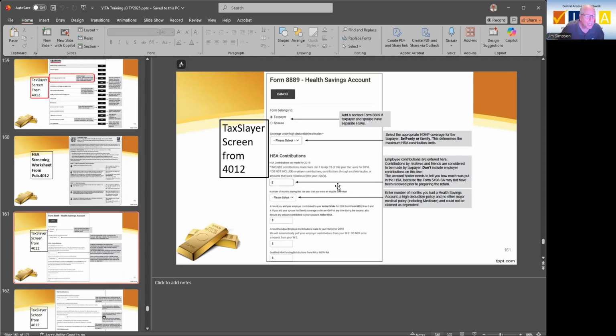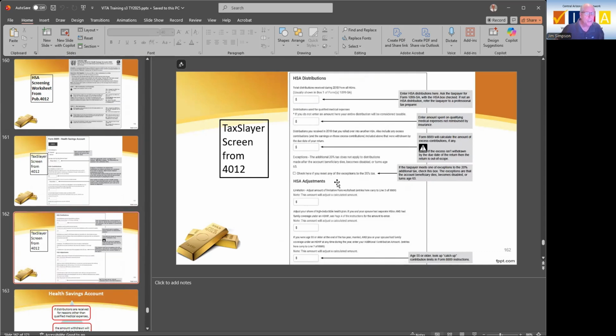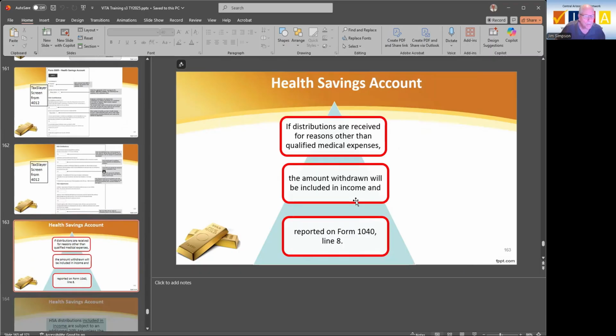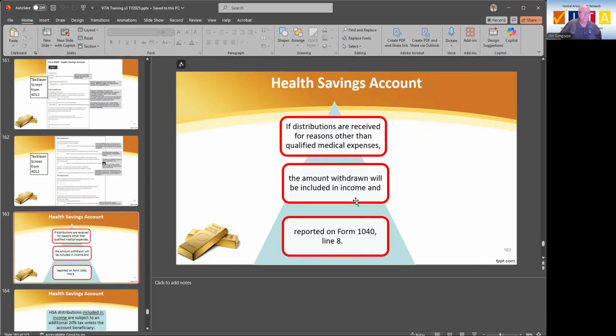I know you can't really read this, but down in here, it's going to ask you, and it's maybe here on the next screen, about distributions, total distributions received. And then it's going to say, what are the distributions used for qualified medical expenses? That's the important question we need to talk with them about. Okay. There's some other boxes on here. They're usually rare, and a lot of the time it's out of scope for us. So I won't cover those right now, too.